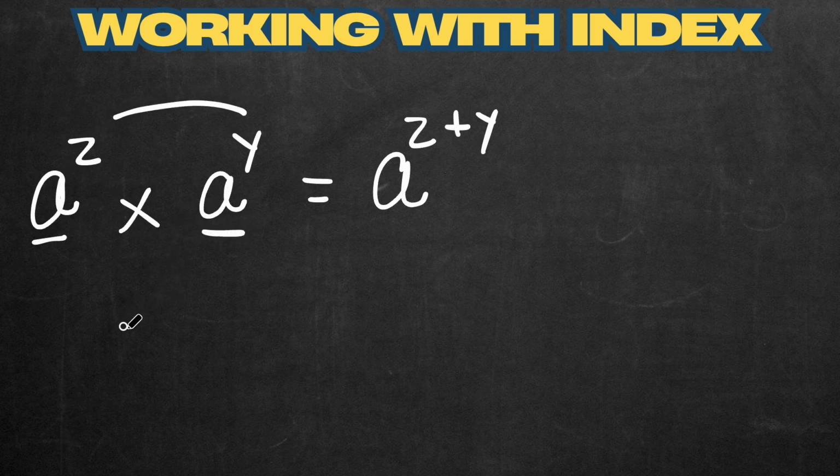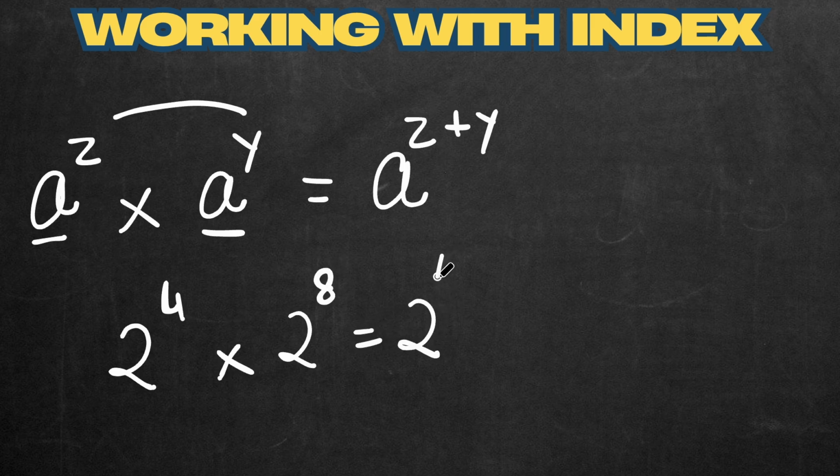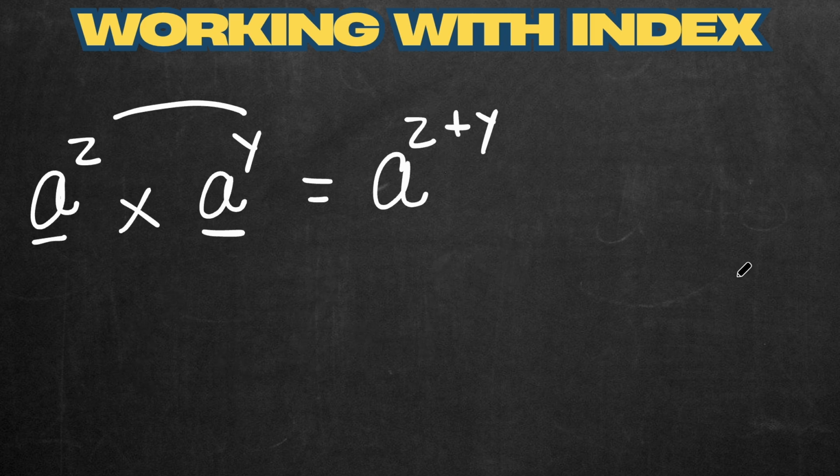Okay, so if I have 2 to the power 4 times 2 to the power 8, I can simply do 2 to the power 4 plus 8. And what is 4 plus 8? Is it 25? No, it's 2 to the power 12. Okay, let me show you one more example. Follow along because it's easy and confusing at the same time, right?